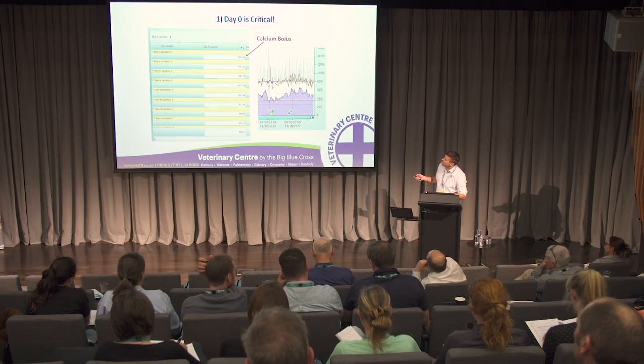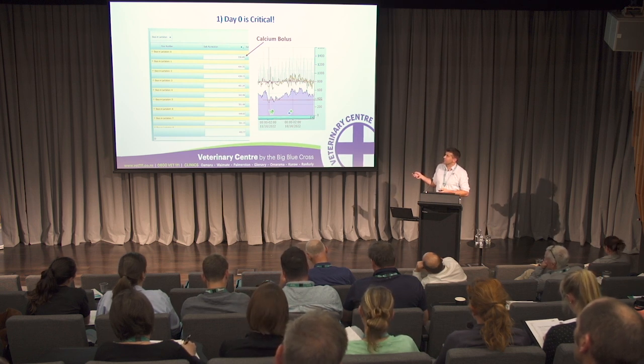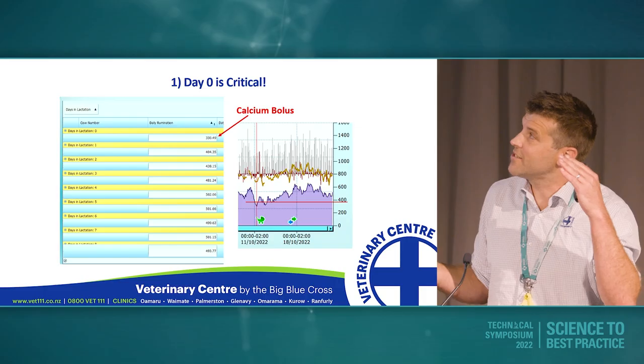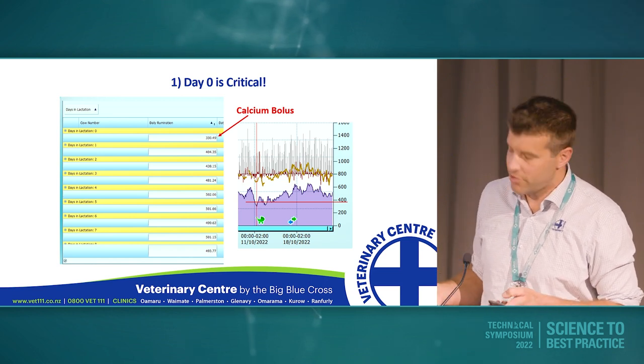So this is a farm that was consistently having down cows in this period. We chucked calcium boluses in at day zero. They immediately started hitting 330s in the rumination and in much better recovery lines.